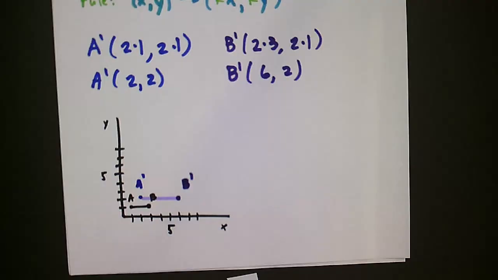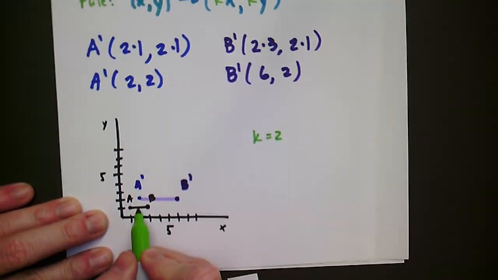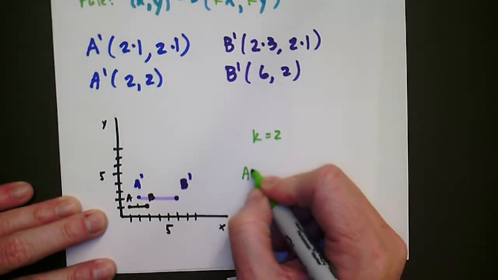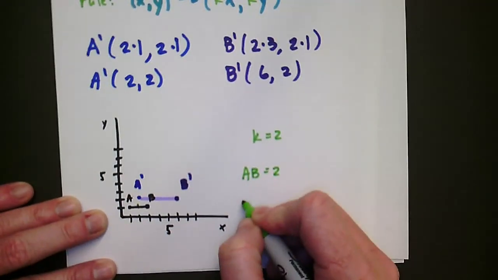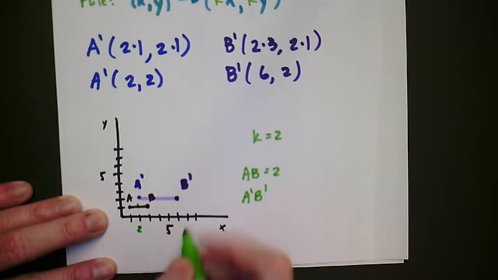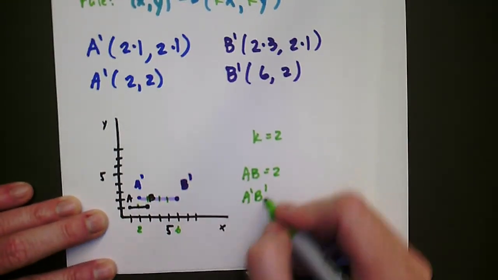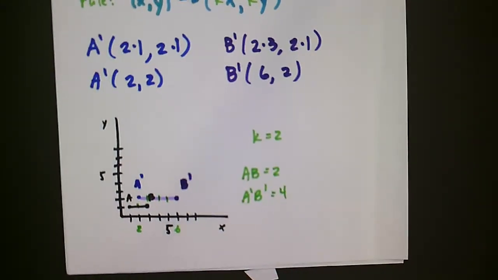Now a couple things you might notice. The length has doubled, which is a big deal because our scale factor was 2. If you look at AB, that was 2 units long. A prime B prime is now from 2 to 6: 2, 3, 4, 5, 6. It is now 4 units long.